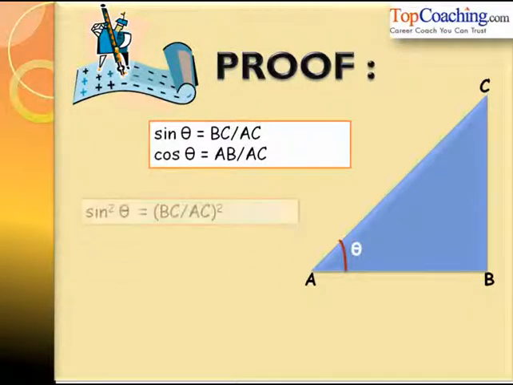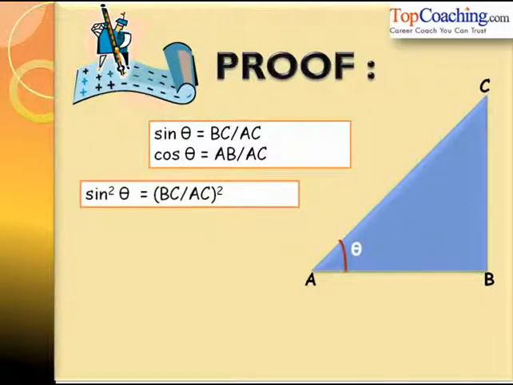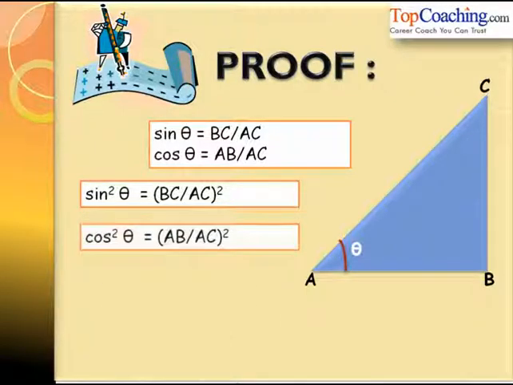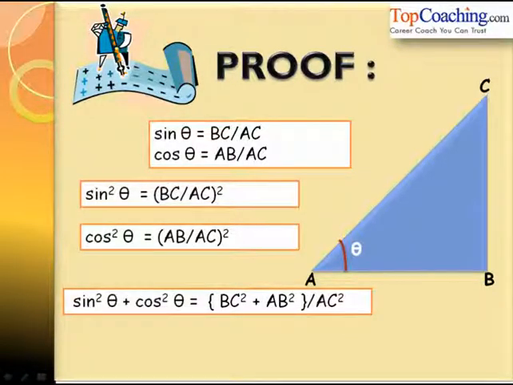Now sin square theta would be equal to the square of this term, so that would be (BC upon AC) whole square. Similarly, cos square theta would be equal to the square of this term, which is (AB upon AC) whole square. And what we do is we add both these equations. So LHS would be sin square theta plus cos square theta, and the RHS becomes (BC square plus AB square) whole divided by AC square. We simply add both these terms.